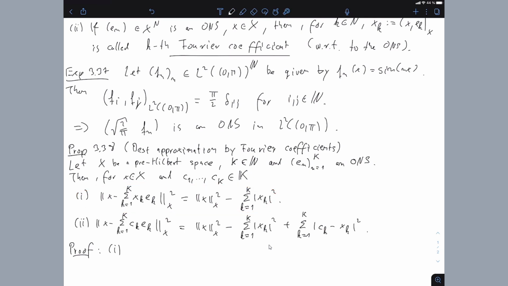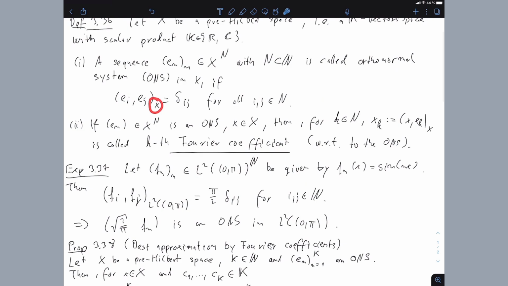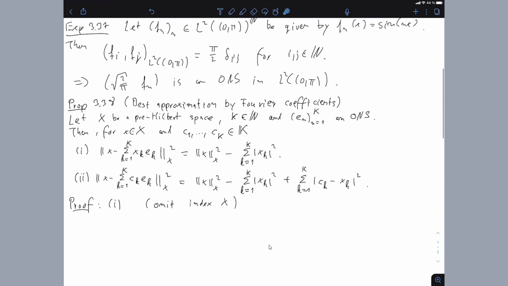And we will omit the index x. I will not always write norm x and scalar product x because it's always x. So we can just skip this by agreeing that I always mean the x scalar product and the x norm. Okay, so let's now just start here on the left-hand side.